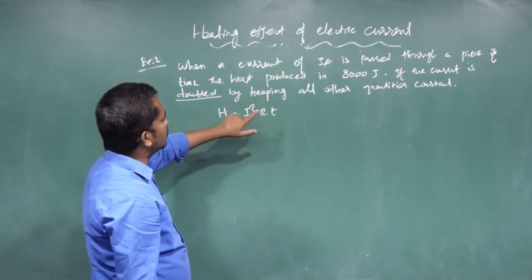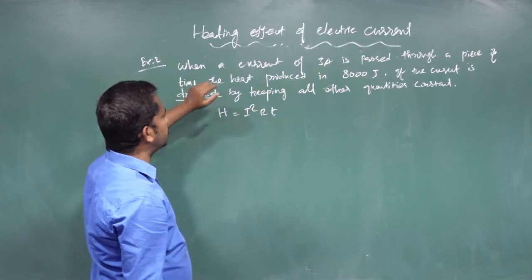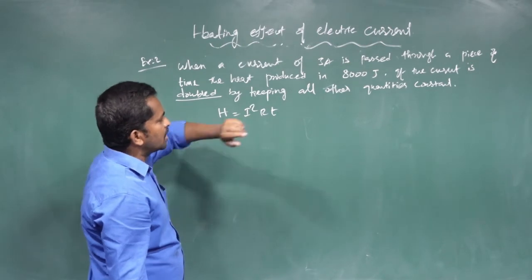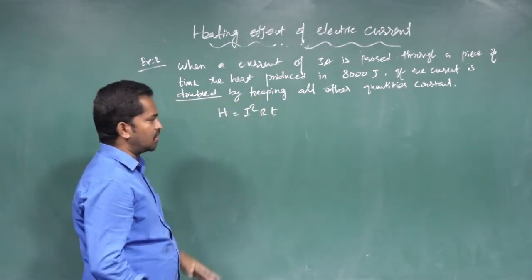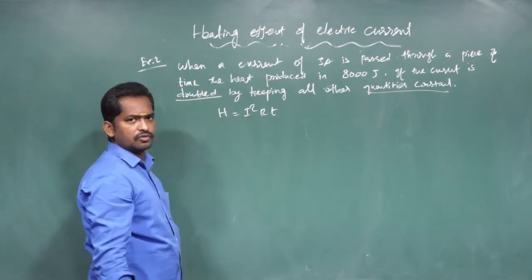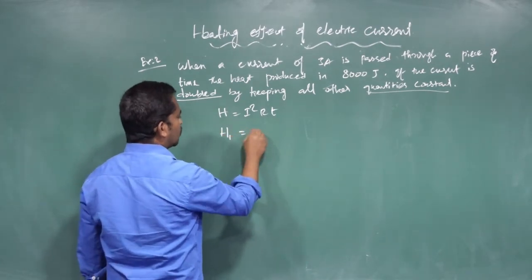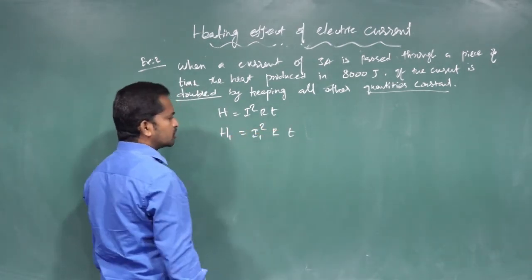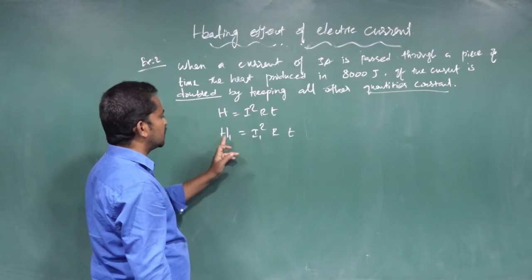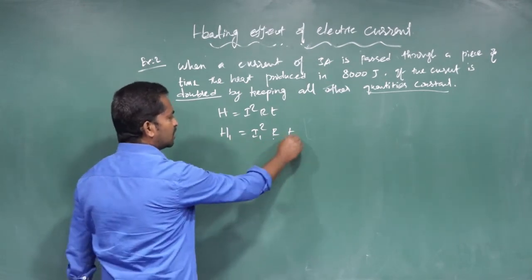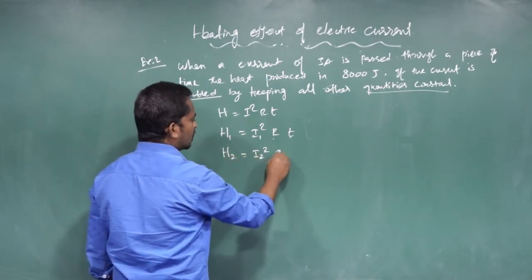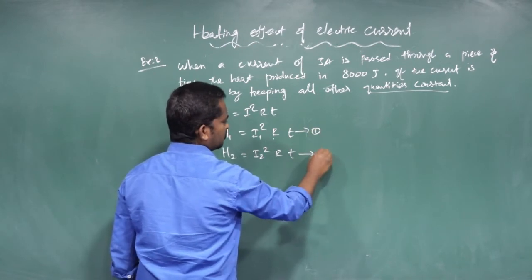Here, first of all, 3 ampere current is passed through the piece of wire or resistance, and the heat produced is 8000 joule. If the current is doubled by keeping all other quantities constant, what happens? Heat energy is directly proportional to the square of current. First, H1 is equal to I1 square RT. Here the varied quantities are current and heat. The remaining quantities, R and time, are constant. H2 is equal to I2 square RT. This is equation number 1, this is equation number 2.